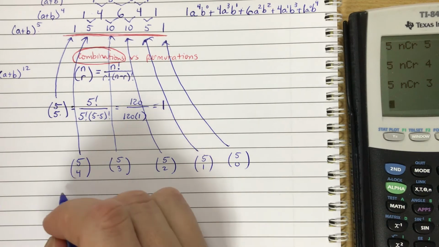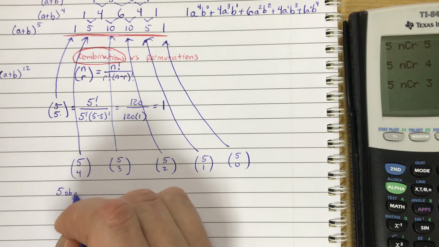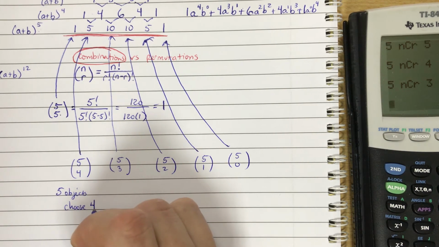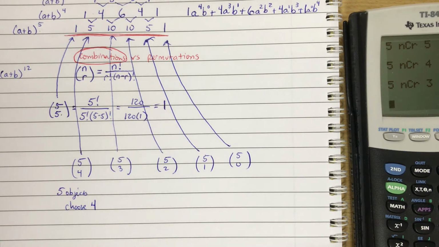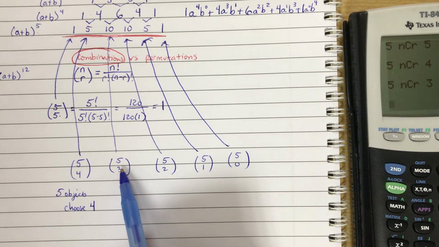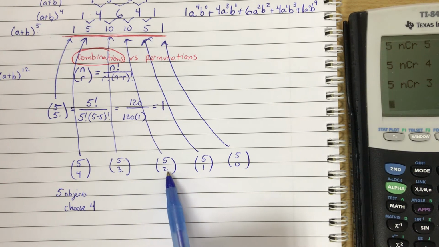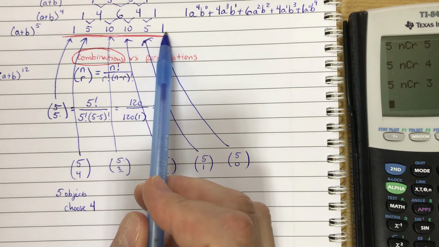And the way that I'm reading this here, for example, is 5 objects, but we choose 4 of them. How many ways can we choose 4 out of 5? How many ways can we choose 3 objects out of 5? How many ways can we choose 2 out of 5? And it's equal to these values in Pascal's triangle.